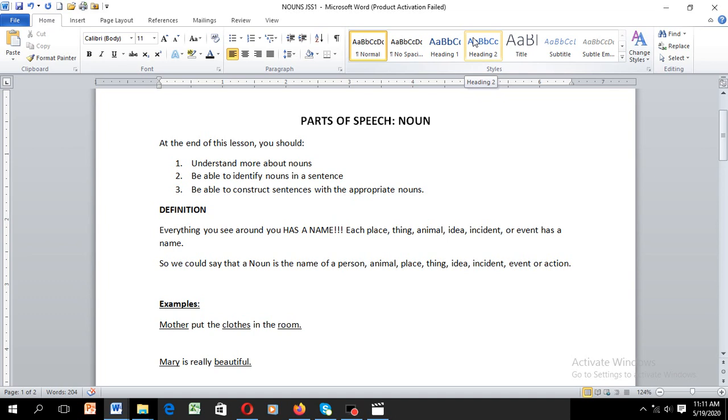But for today's lesson, we'll be discussing parts of speech, the noun. So at the end of this lesson, you should understand more about nouns, be able to identify nouns in a sentence, and be able to construct sentences with the appropriate nouns. That's very important. Every sentence needs to have appropriate nouns.